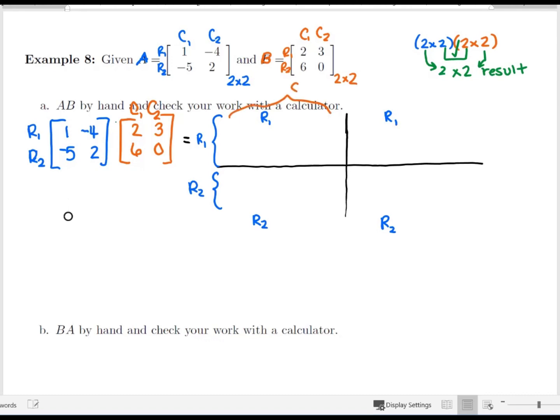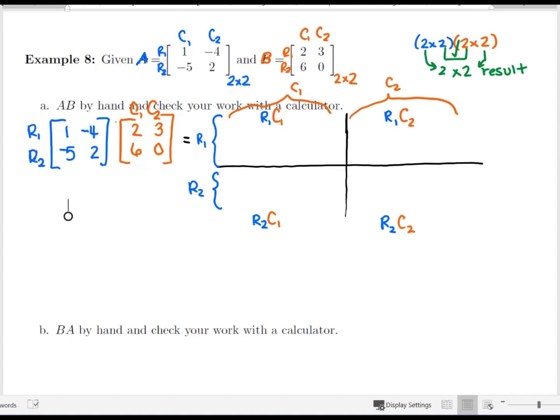Also labeling our columns, we know anything on the left side is in column 1, and anything on the right side is column 2. You may be wondering why I'm labeling the entries for our answer matrix when we don't even have the answer matrix yet.